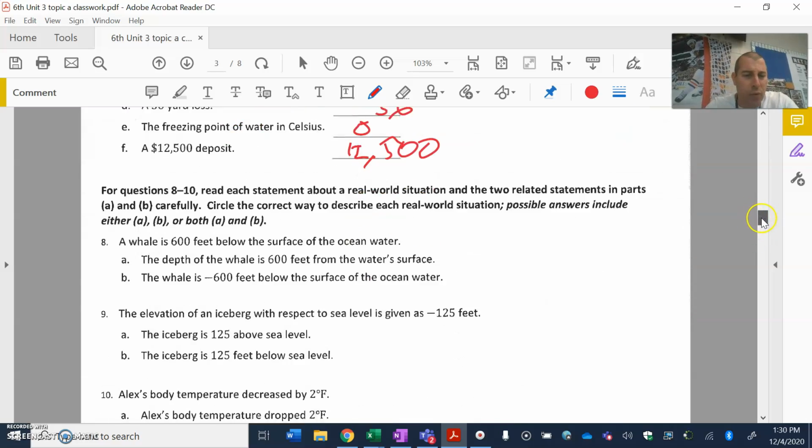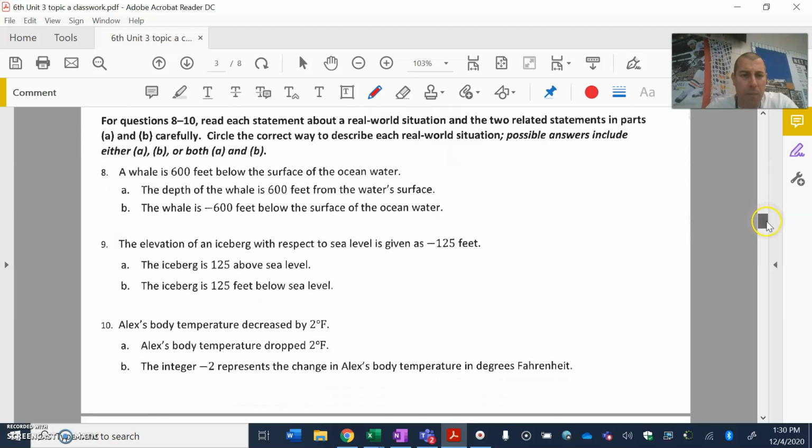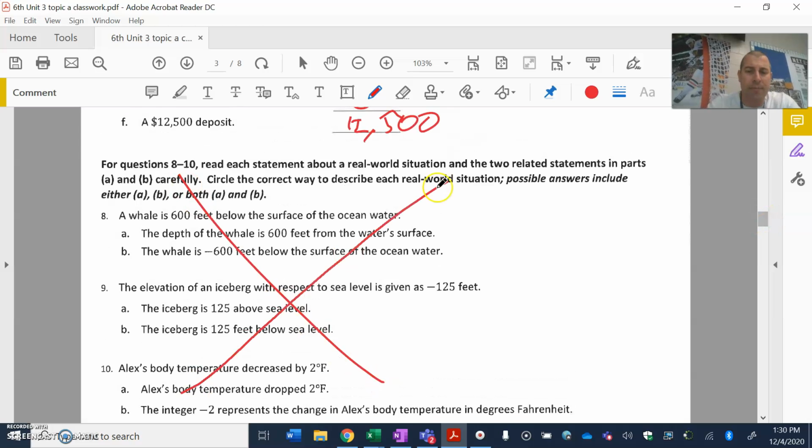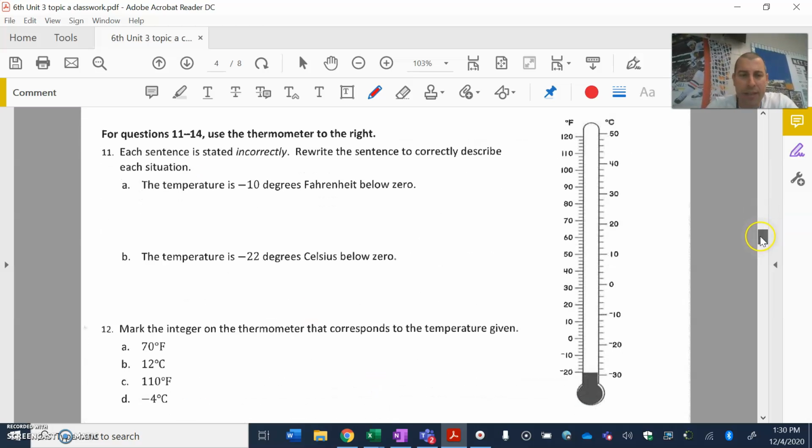And here we go. Here's actually what we're going to do here. Don't worry about these guys. We're going to say goodbye. And then let's jump in over here. All right. It says each sentence is stated incorrectly. Rewrite it. So it says the temperature is -10 degrees Fahrenheit below 0. Okay, so first of all, we don't say -10 and below 0. We can be 10 degrees below 0, but if we say a -10 below 0, that actually means we're going to be above. Trust me, it's a double negative.